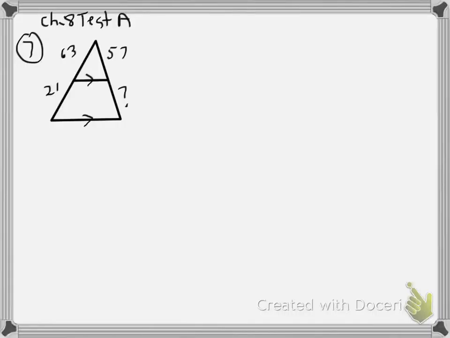Okay, number 7, they want you to find the length of segment CG. Well, CG is where the question mark is. So if you look at the triangle proportionality theorem, it says that you can take the pieces and make them a fraction. So 63 over 21 equals, you can take now these two pieces and make a fraction, 57 over, let's call this x.